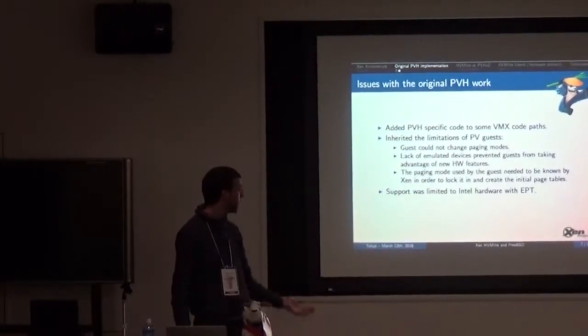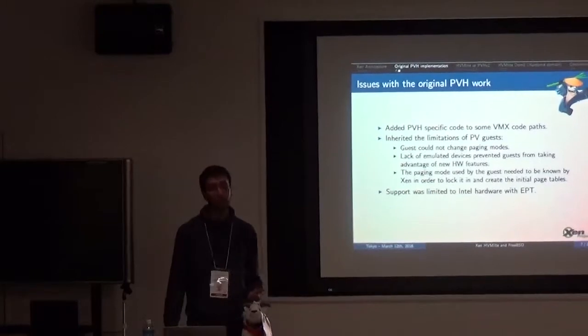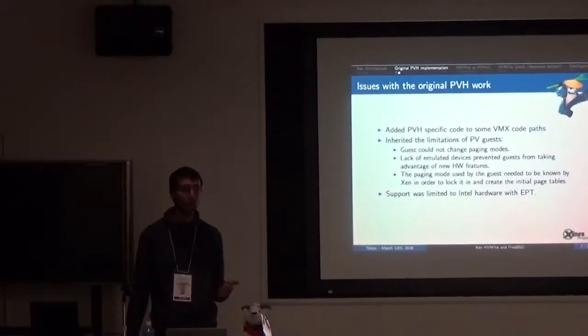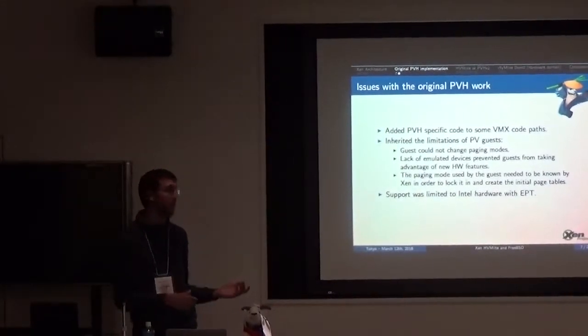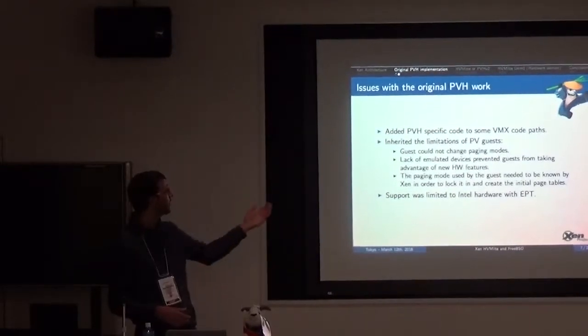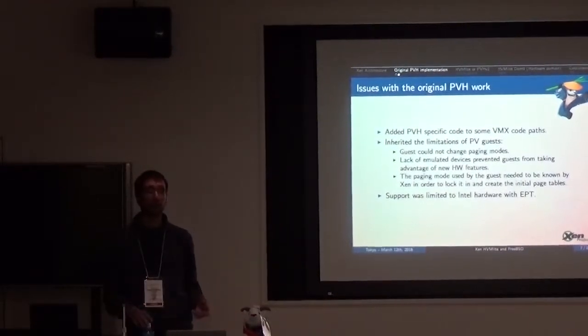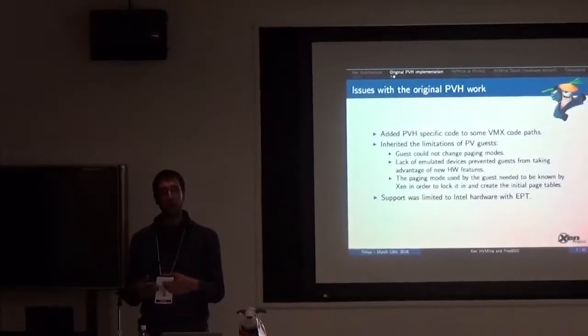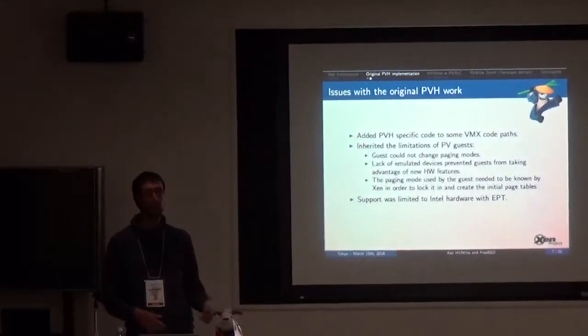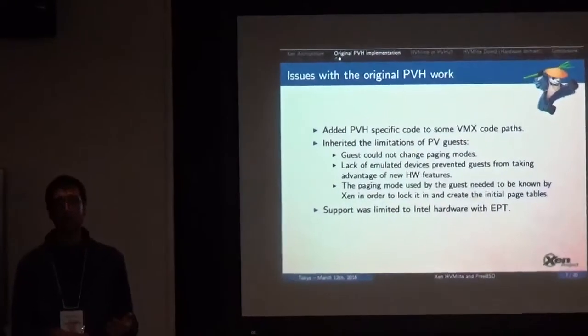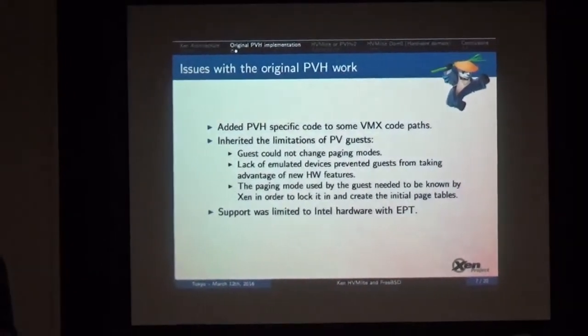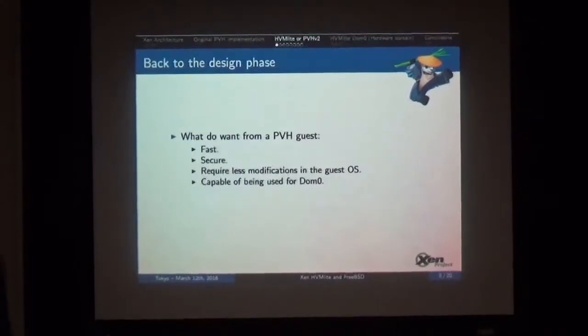And also the other problem was that support for PVH was limited to Intel hardware with EPT. This is because of the implementation that we did, and since we modified the VMX code path, it was very limited. If we wanted to port this to AMD, we would need to modify the AMD code path in order to deal with PVH, and it means adding more code to Xen and making it much more complex, which is not something that we wanted to do.